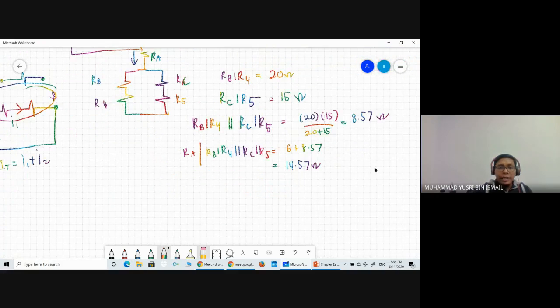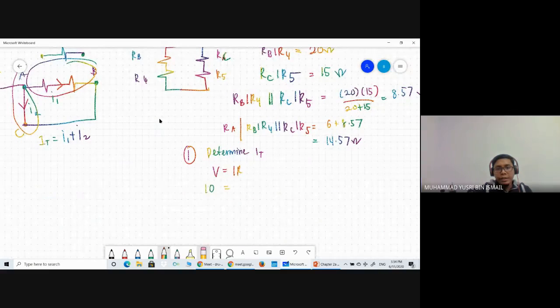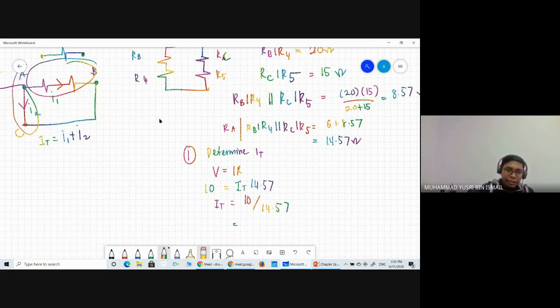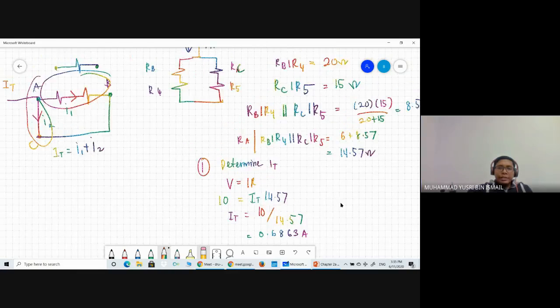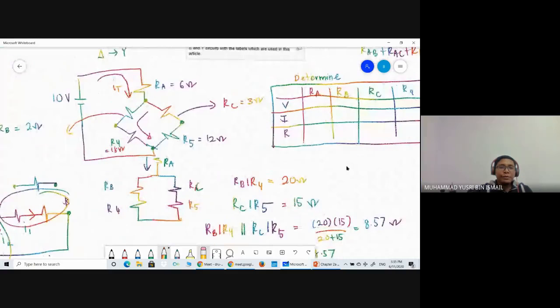So now determine the I total. So we know that V is equal to IR. The voltage supply is 10 volt. Current is I total. R is 14.57. 10 divided by 14.57, you will get 0.6863 ampere. Okay, that's you just solve one part.